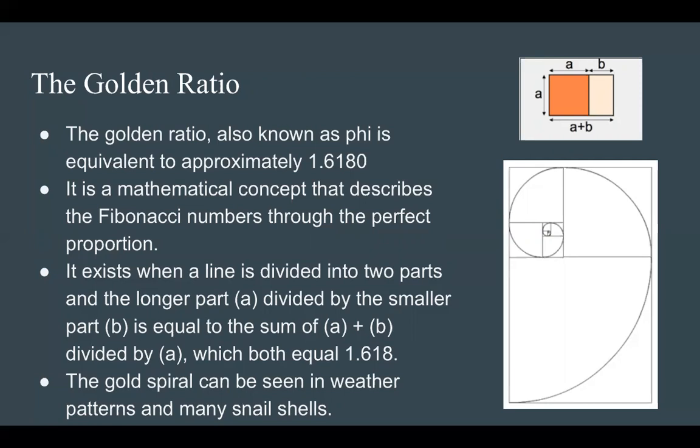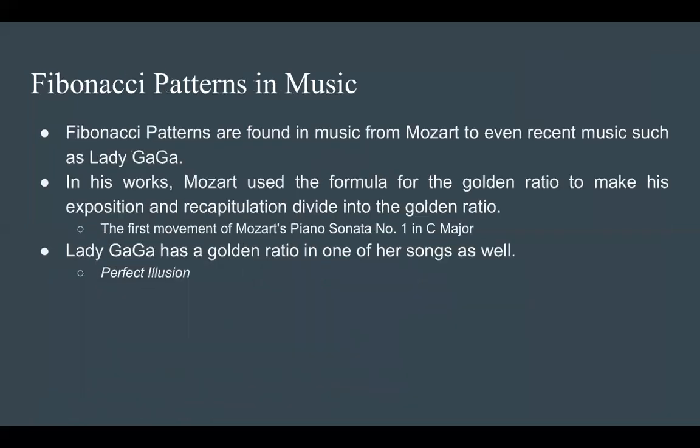So the golden ratio is very cool, and as you can see, it could be in different patterns as well, most known for its shell-like structure. It can be seen in weather patterns and many snail shells. Fibonacci patterns are found in music from Mozart to even recent musicians such as Lady Gaga. In his works, Mozart used the formula for the golden ratio to make his exposition and recapitulation divide into the golden ratio.